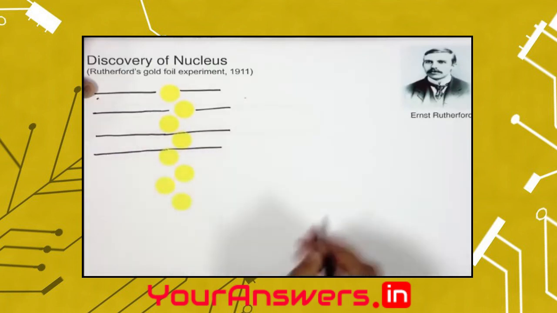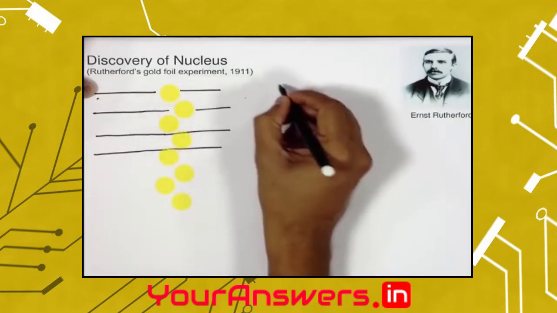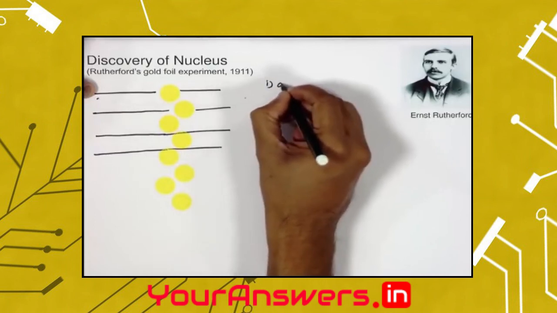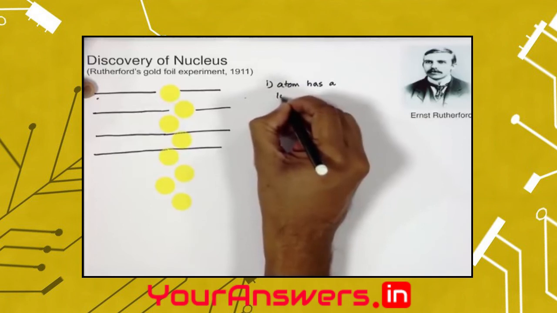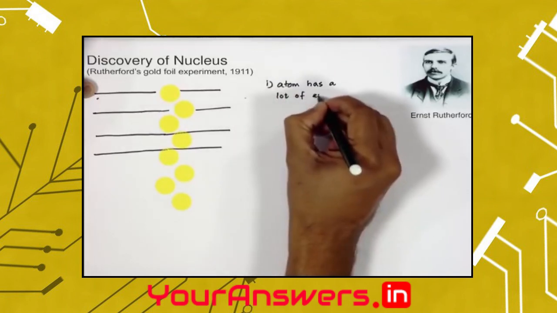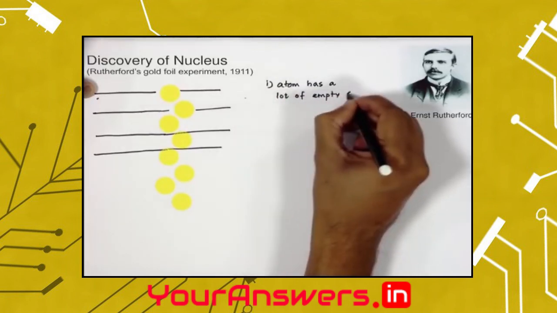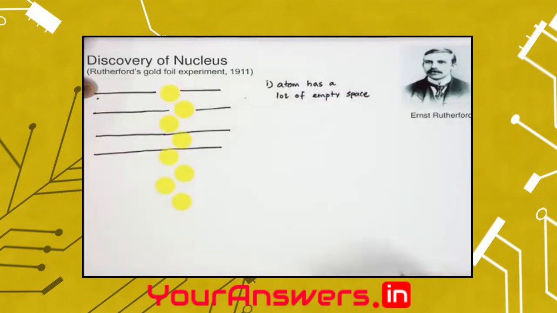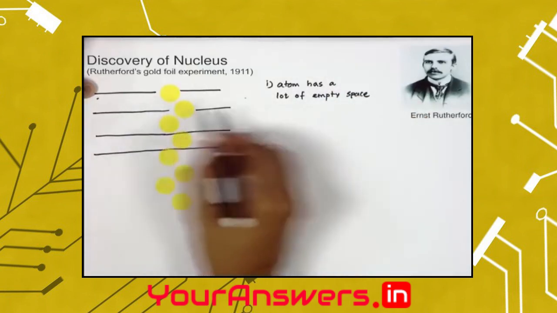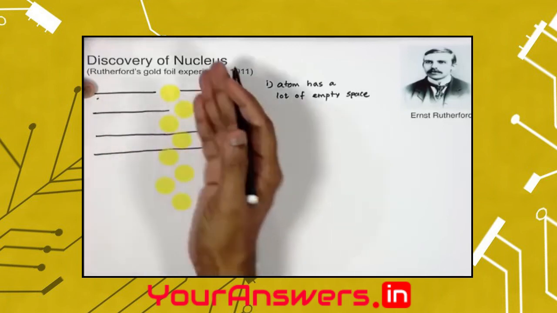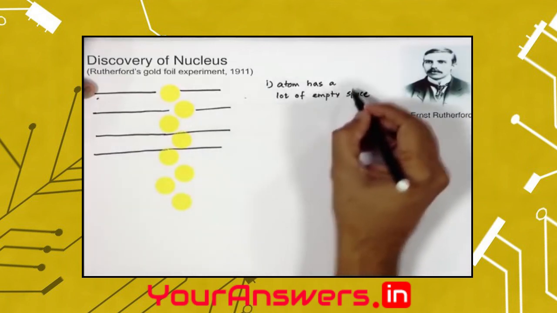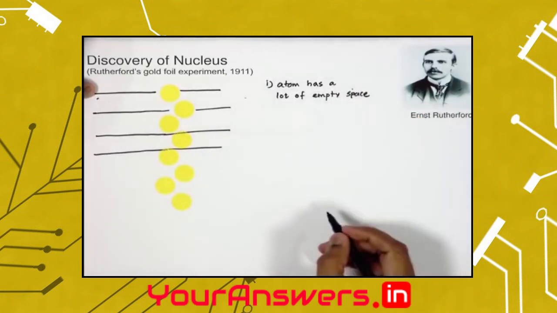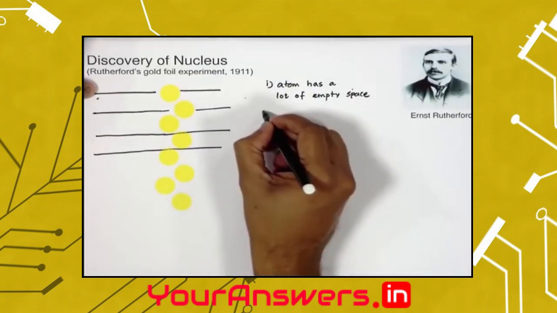Since most of the times they were going through, his first conclusion was that the atom has a lot of empty space. That was the first conclusion, because these alpha particles felt nothing, they just simply passed across the gold foil as if nothing was there. So, the atoms must have a lot of empty space. This is what he concluded.